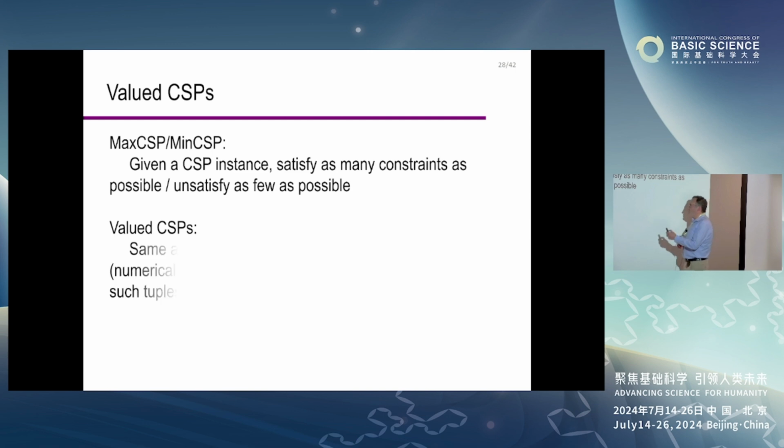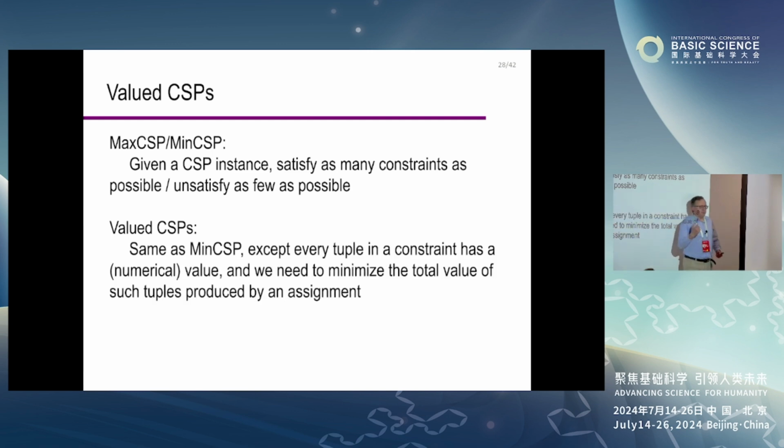We can use valued CSPs. For instance, instead of predicates, meaning that, okay, well, our tuple of values belongs to the relation or it doesn't, we can ask, well, okay, if I have those values, maybe I can compute a function of those values. And then what I want, say, I want to minimize the total value of those functions or maximize the total value of those functions on an assignment, something like this. So that allows for optimization.